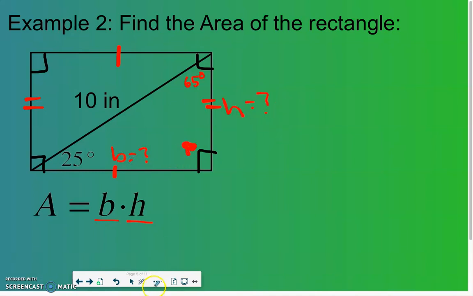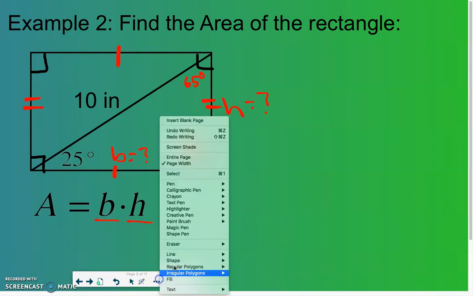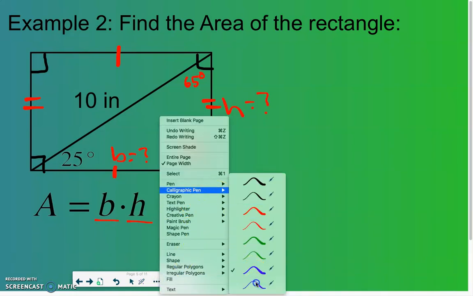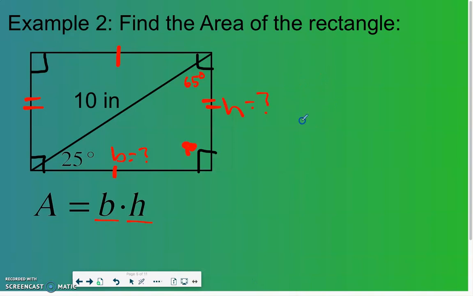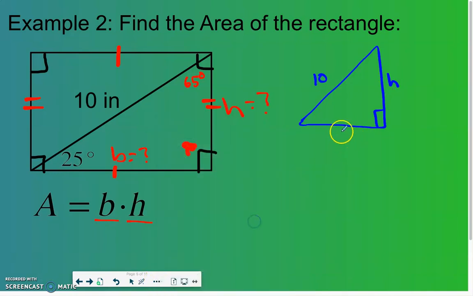So I'm going to take what we have, what we could use to help simplify our process a little bit. We do know that we have a right triangle with a hypotenuse of 10. I'm looking for the height, and I'm also looking for the base. And we're given a 25-degree angle.